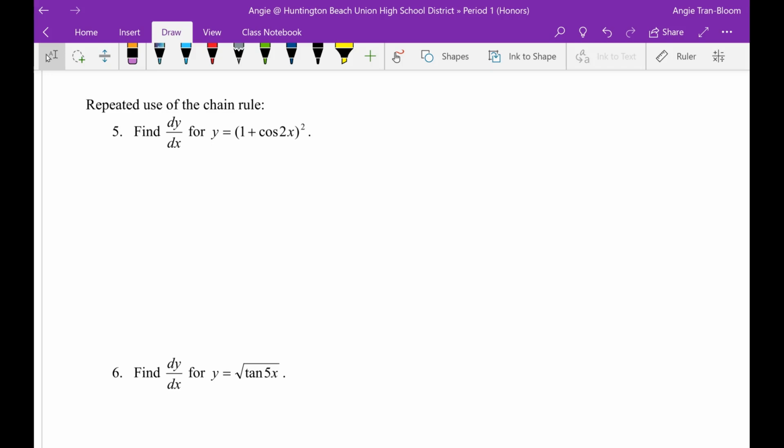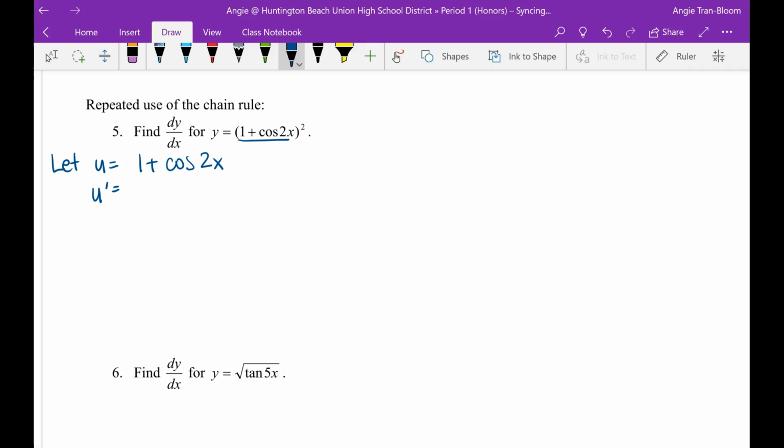Again, I'm going to start with what let u be. Since I have an inner component, this is my inner component right here. Let u be that inner component, 1 plus cosine of 2x. Looks like, if you can see this, I'm about to take the derivative of this. So u prime is, and do this very cautiously.